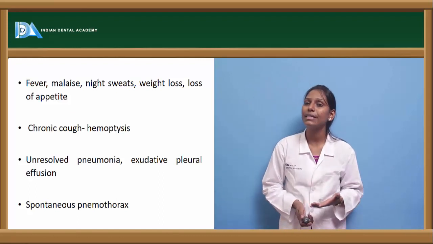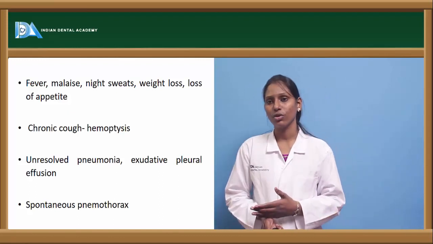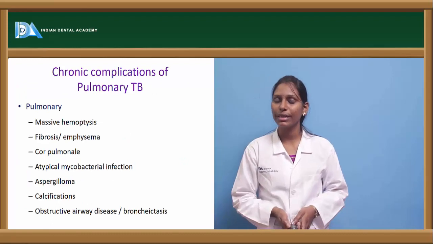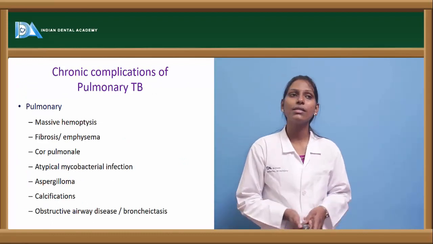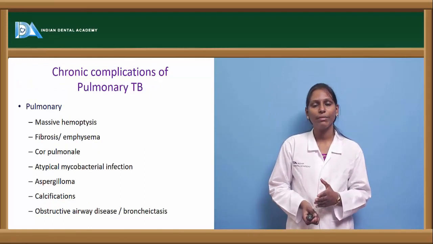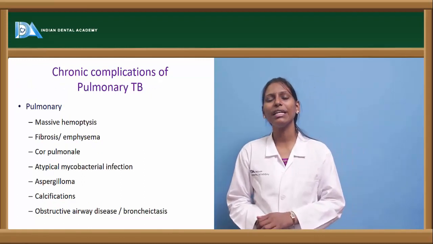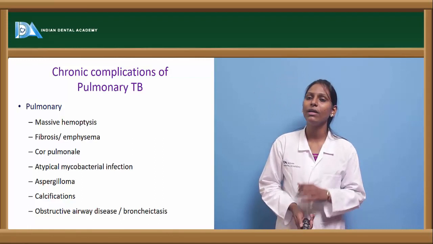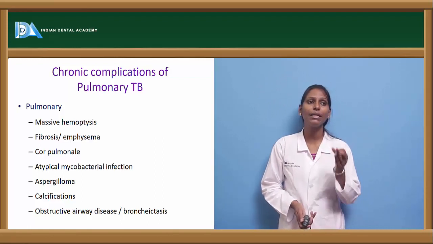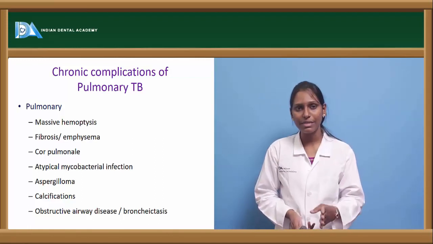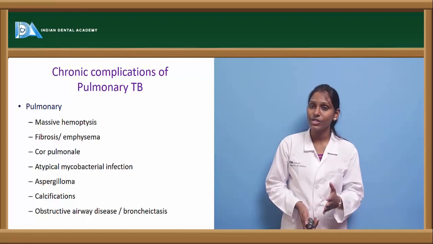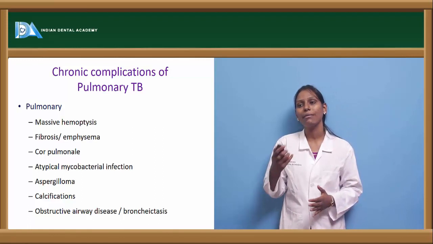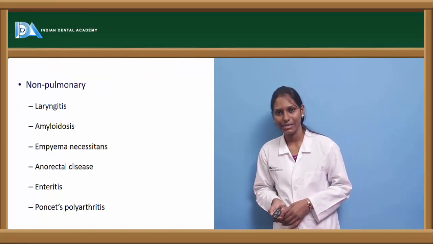Unresolved pneumonia can be seen. There will be exudative pleural effusion also, and spontaneous pneumothorax in these cases. Coming to the chronic complications of pulmonary tuberculosis, there are pulmonary and non-pulmonary complications. Pulmonary complications include massive hemoptysis, cor pulmonale, fibrosis, emphysema, cavitation, atypical mycobacterial infections, calcifications, aspergilloma, and obstructive airway disease or bronchiectasis.